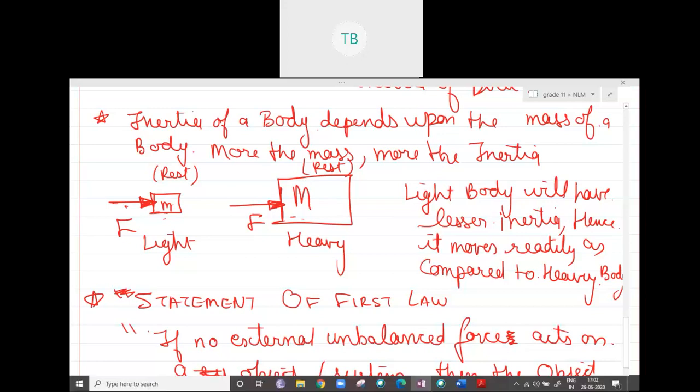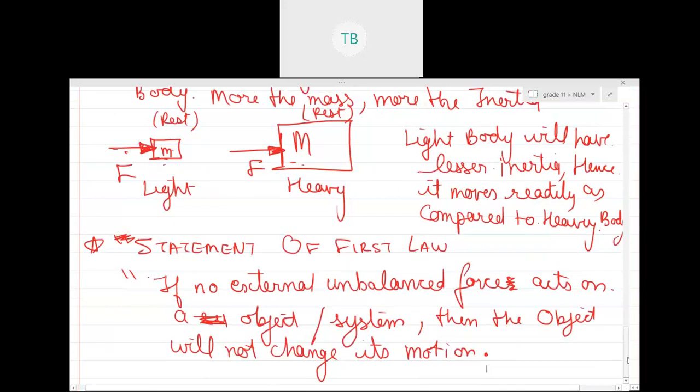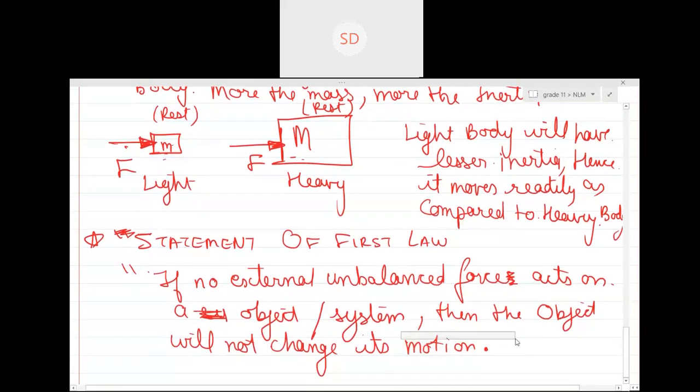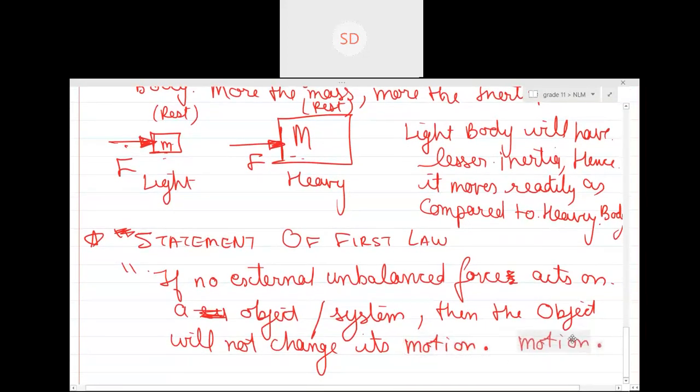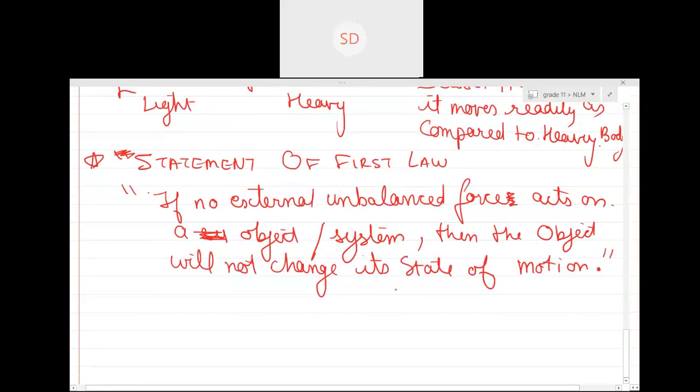Check. So please remember this is the statement of the first law. If no external unbalanced force acts on an object or a system, then the object will not change its state of motion. If it is at rest, it will remain at rest.